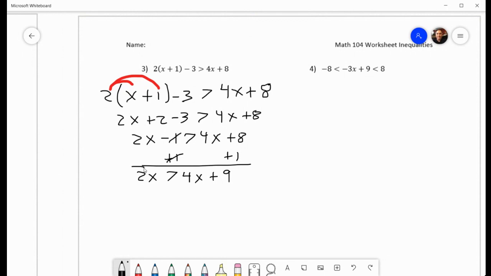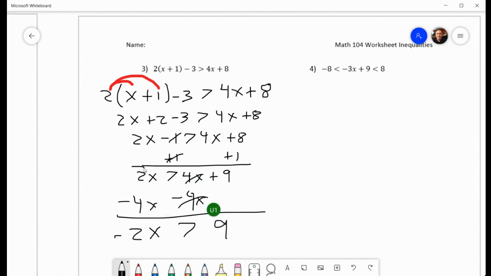So now we're going to subtract 4 times x. Let's do that. From both sides, these cancel. We're going to get negative 2 times x is greater than 9. So that's what we have here, okay?